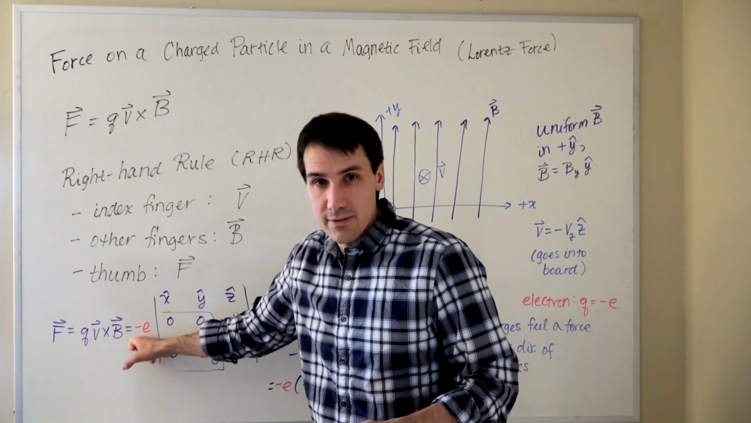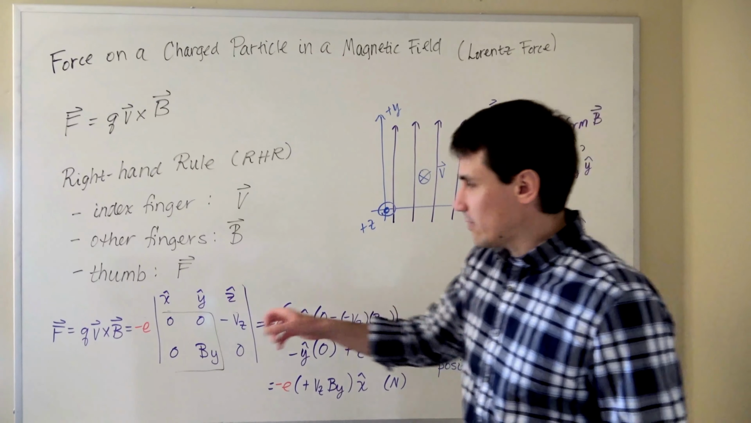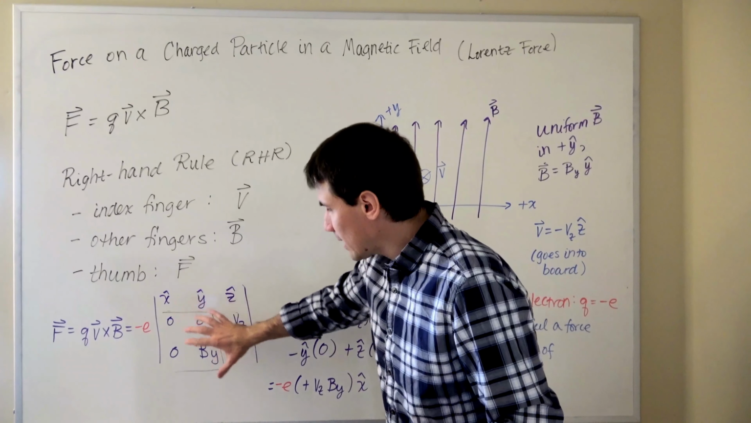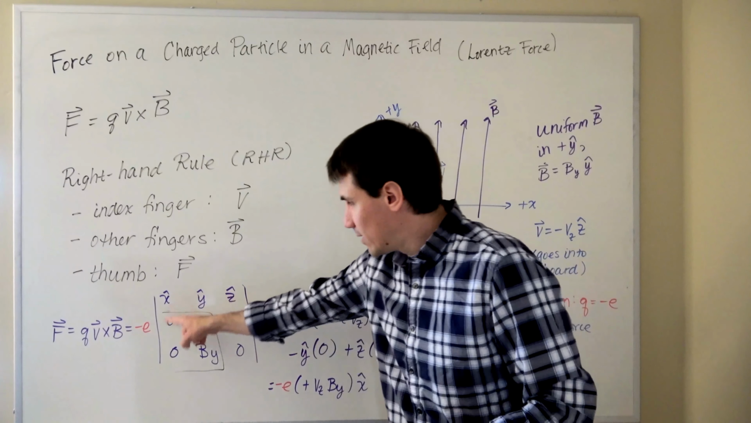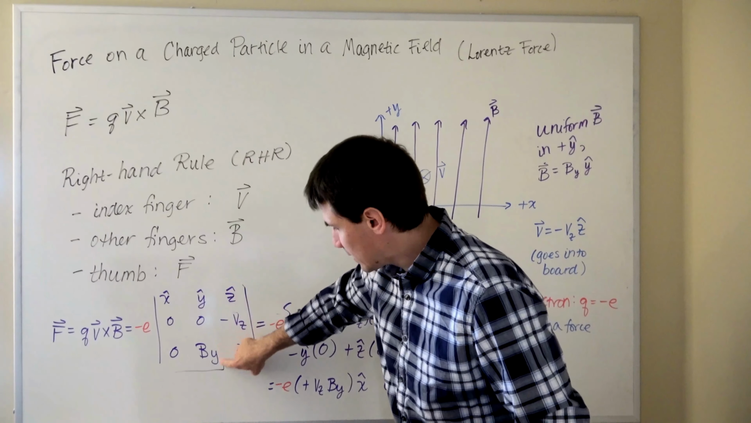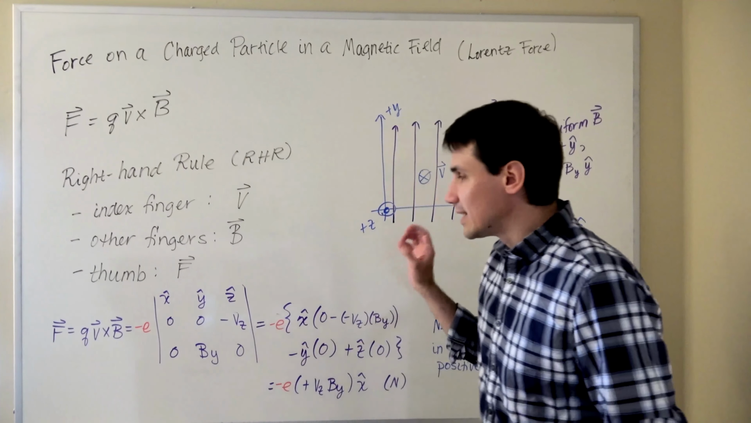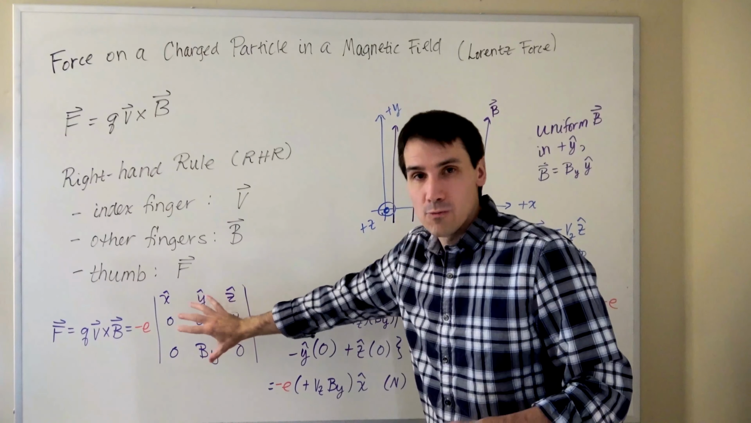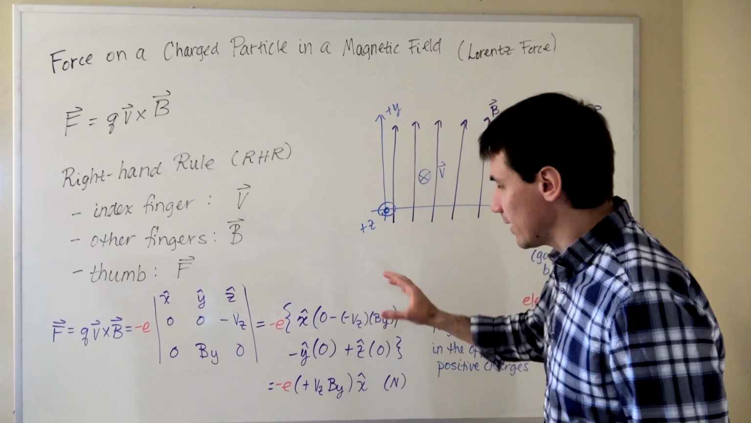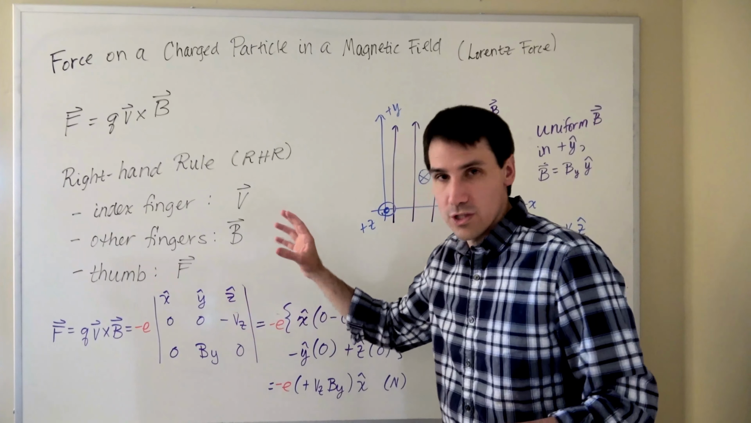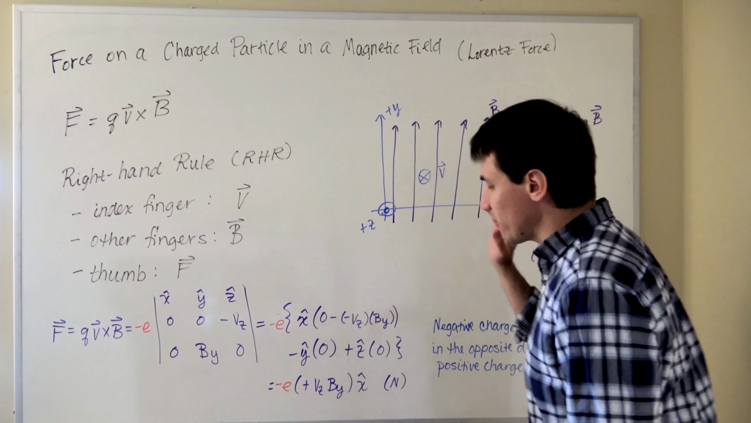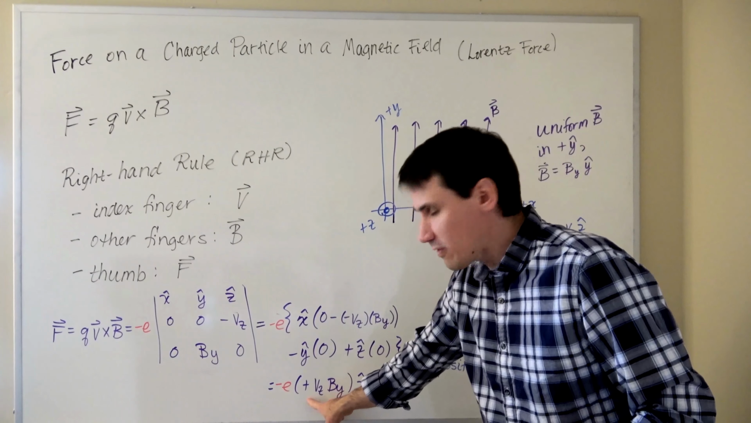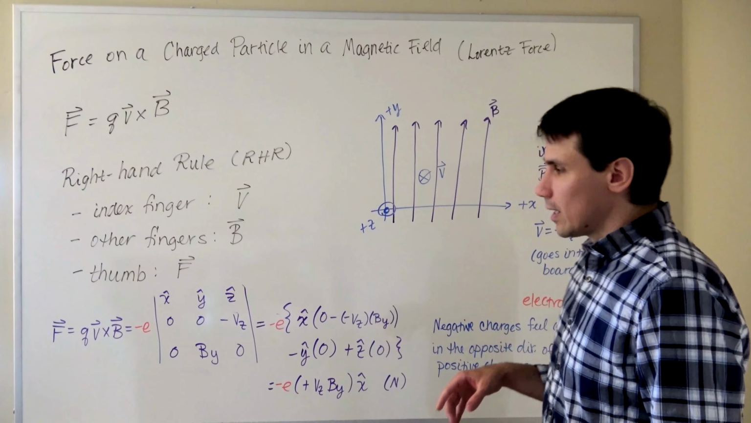Now, instead of a positive E for the charge of the proton, we have negative E for an electron. Our determinant has stayed exactly the same. Notice that our velocity and magnetic field did not change here, so nothing about our matrix is changed. When we take the determinant of this matrix, which is equivalent to doing the cross product, we find exactly the same result in our brackets here.